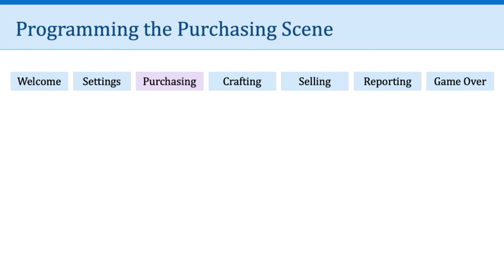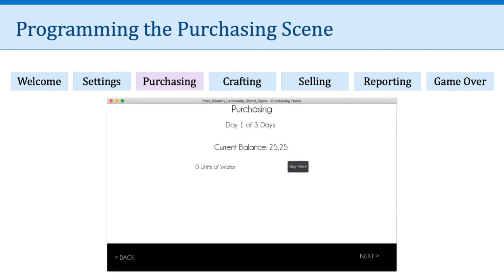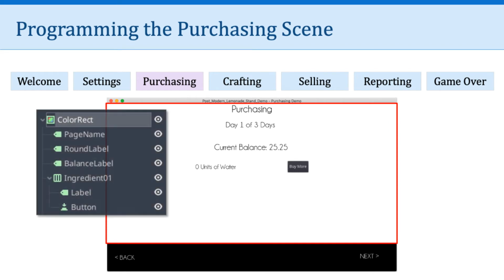But one of the more important scenes is the purchasing scene. And I have a very simple mock-up here that we saw last week. And I want to talk a little bit about how we might program this to get this working. So first, I want you to understand that what you're seeing here highlighted in red is actually a scene. And that scene is constructed like this. There's a color rectangle, that's the white background, and it has a number of children. It has page name, which is a label up at the top.